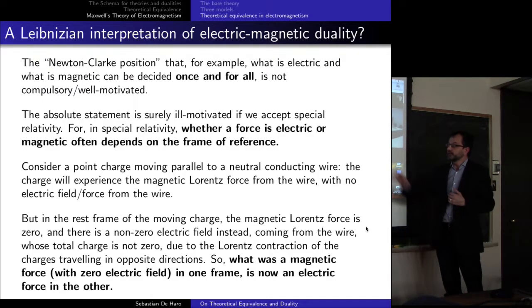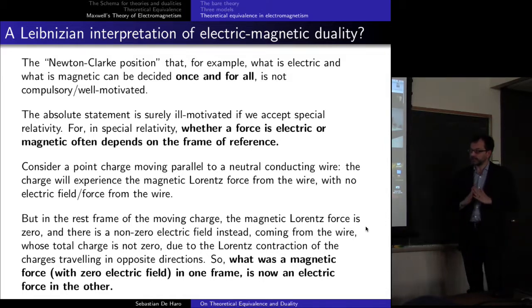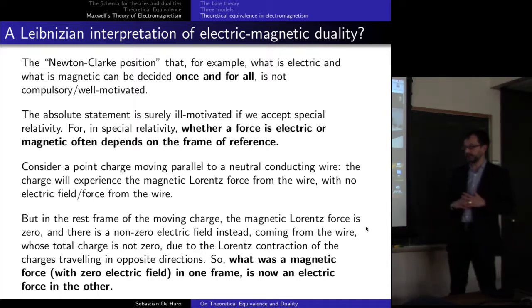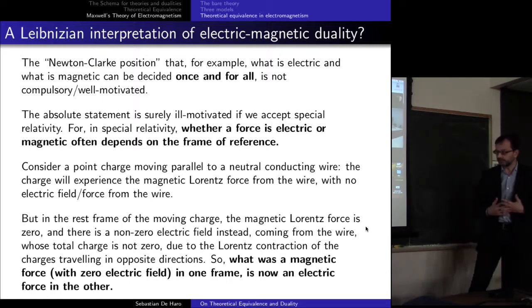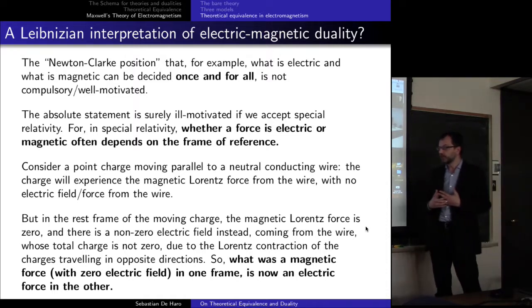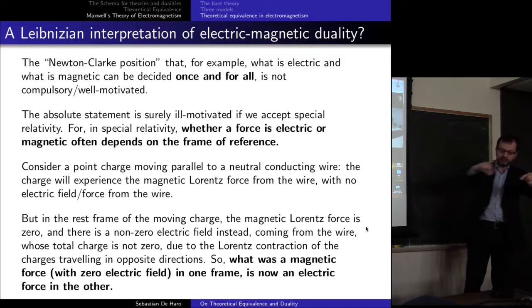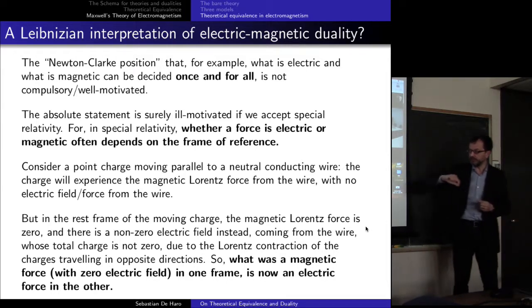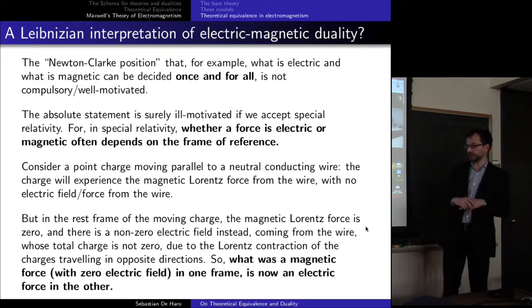On this slide, what I'm arguing is that the position that you can make an absolute distinction between magnetic and electric once and for all is surely ill-motivated if we accept special relativity, because in special relativity, whether a force is electric or magnetic depends on the frame of reference. So on the standard interpretation of special relativity, we can surely not make a once and for all distinction between electric and magnetic. Consider a point charge moving parallel to a neutral conductive wire. There will be a magnetic Lorentz force on the charge coming from the wire because the charge is moving, and the force is proportional to the cross product of the velocity of the particle with the magnetic field.